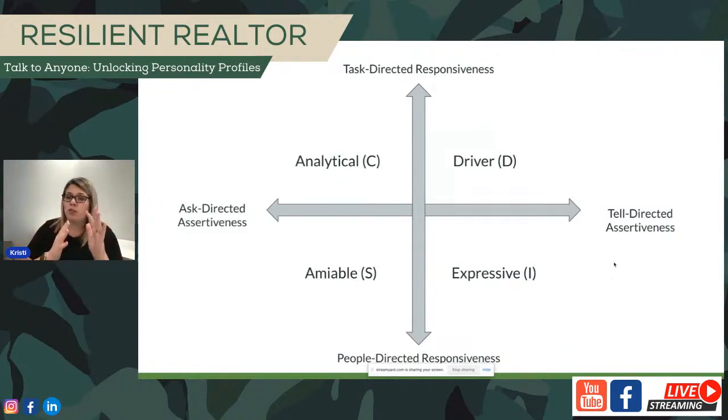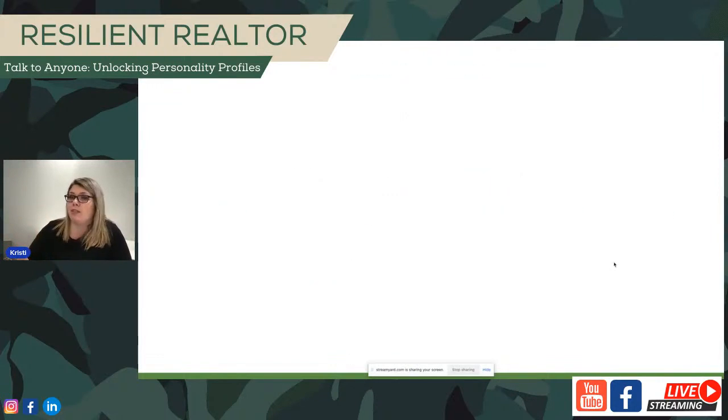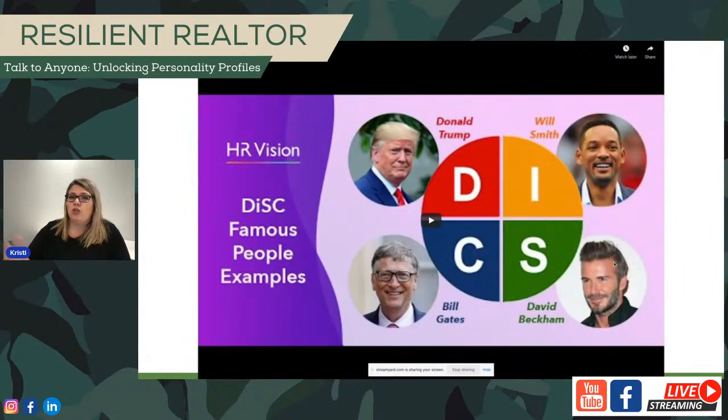So we're going to be referring back to the quadrant, and we're going to be talking about these 4 specific personality profiles and how to identify them and what to do with them. So I want to show you guys a quick video because I found this on the internet. I thought it would be really good for you guys to have an image in your mind of who is a D, who is an I, who is a C, and who is an S. And since you and I may not know the same people, I thought this was a great example.